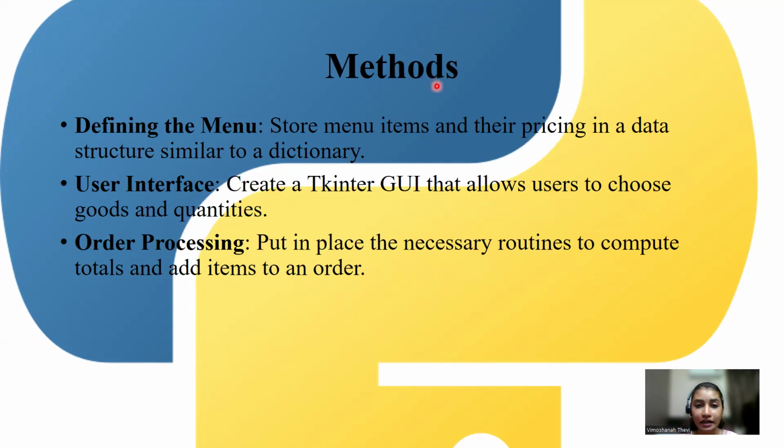Next, it's time for methods. Defining the menu. Store menu items and their pricing in a data structure similar to a dictionary. Next, user interface. Create a Tkinter GUI that allows users to choose goods and quantities. Next, order processing. Put in place the necessary routines to compile the total and add items to an order.